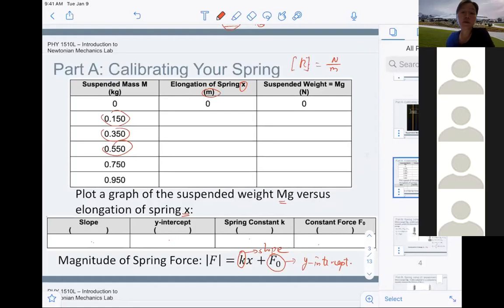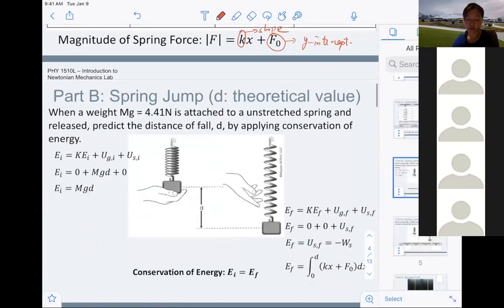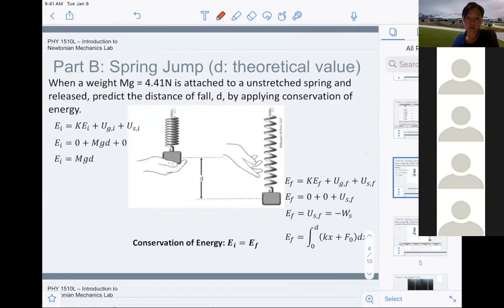All right, so that's just part A. We are obtaining some information about the spring we're using. And then we're ready to do part B. So this lab is about bungee jumping.